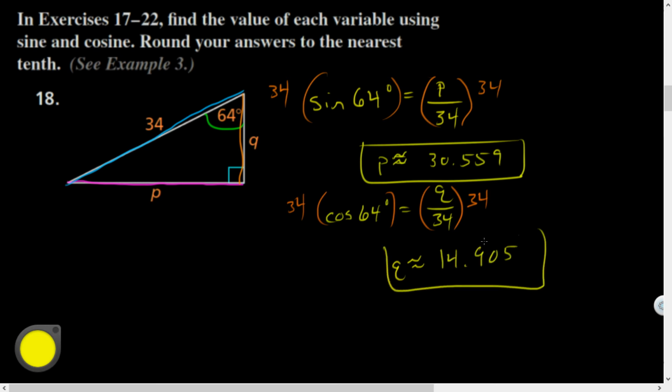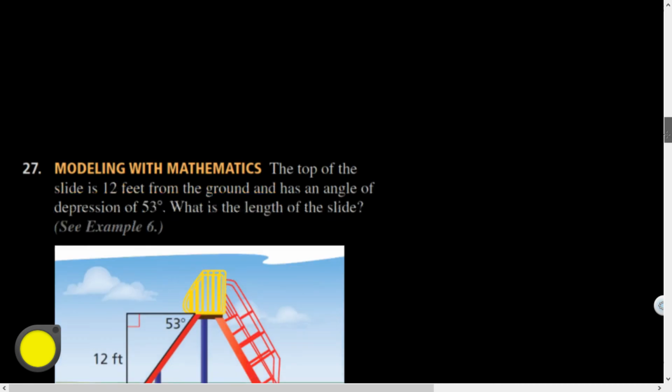14.905 is the value there. And it's also not a bad idea to compare those two things to the drawing. Notice that Q should be shorter than the P, and both of them should be shorter than the hypotenuse. All right, let's keep cruising.